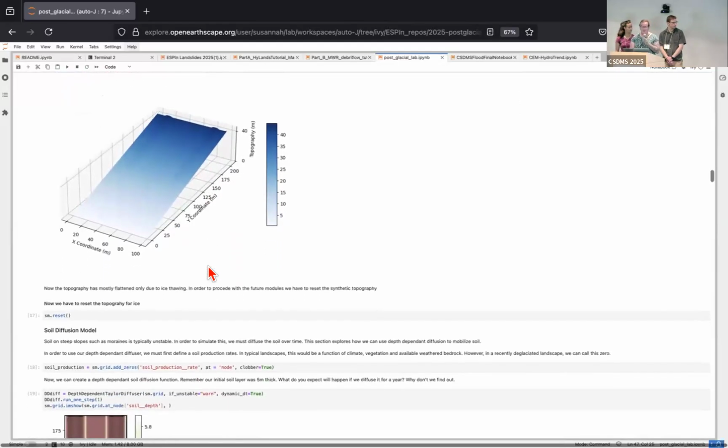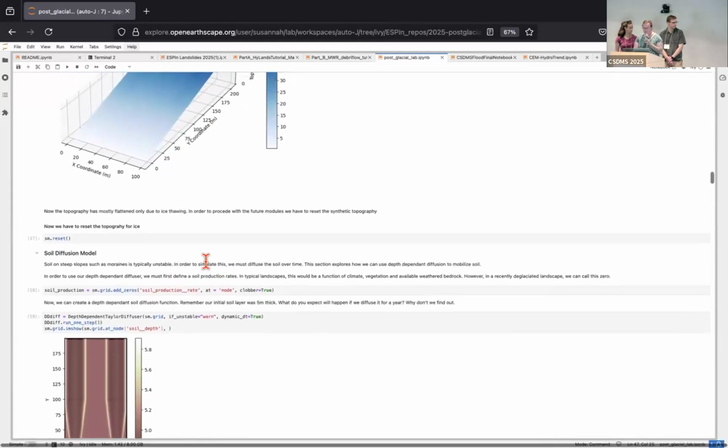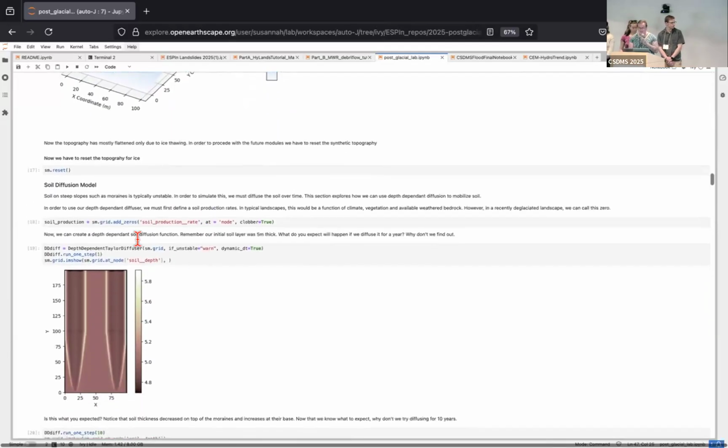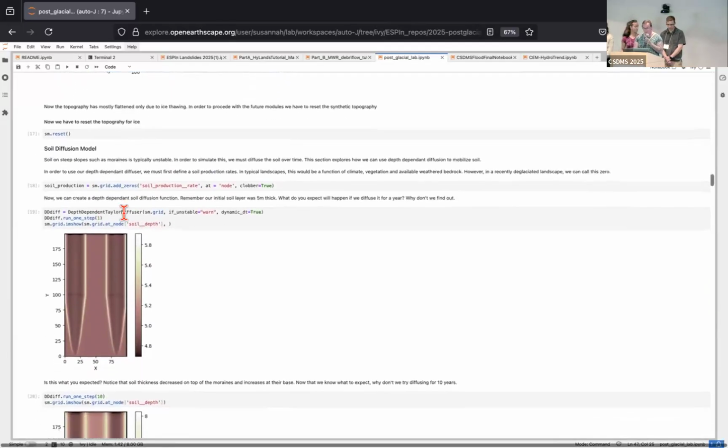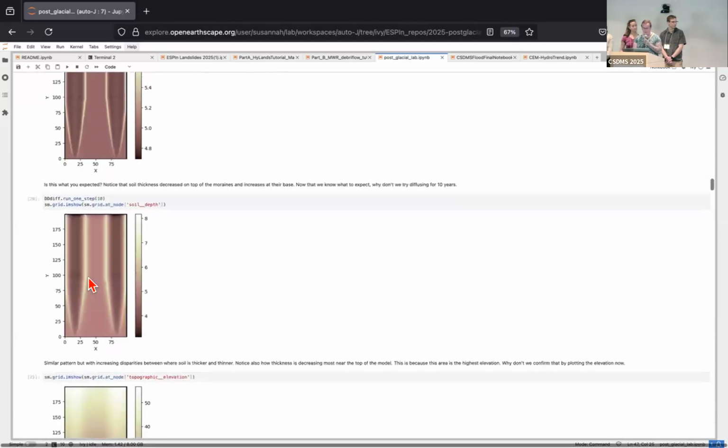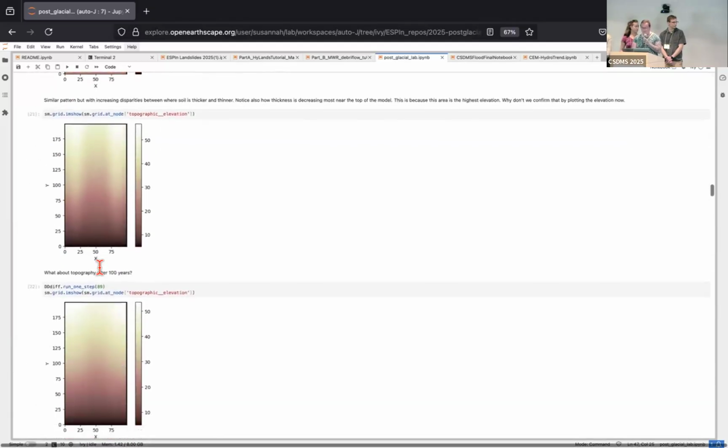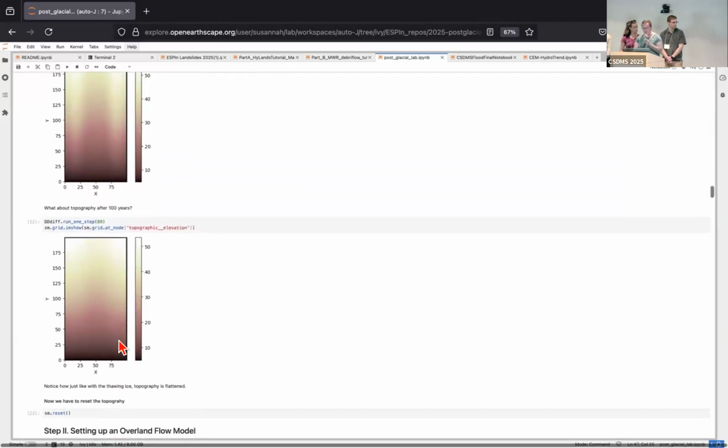Moving on to how we actually move around soils, we added in a simple depth-dependent diffusion model from LandLab and walk students through what it does, how it moves sediment from areas of high elevation to low elevation, accumulating at the base and flattening out topography. And after moving around some of these soils, I'll pass it to Karen to talk about how water moves through this landscape.